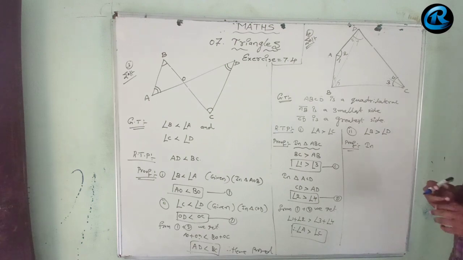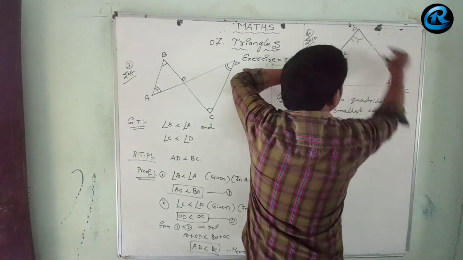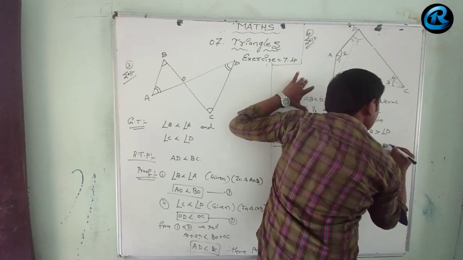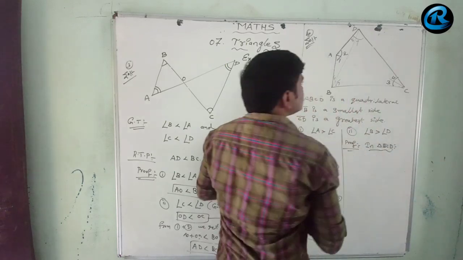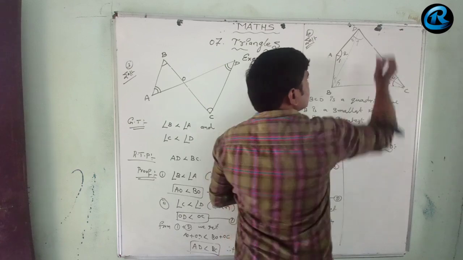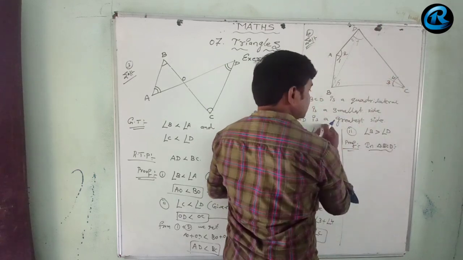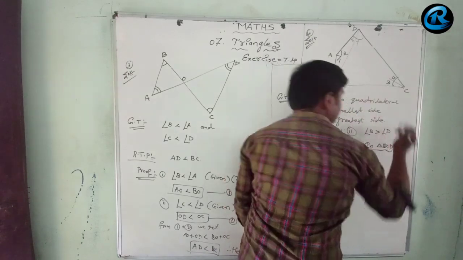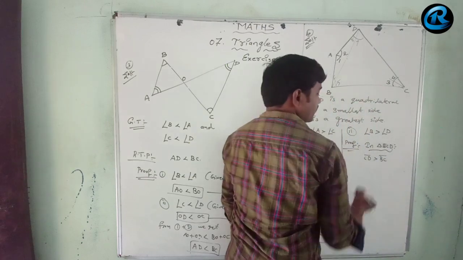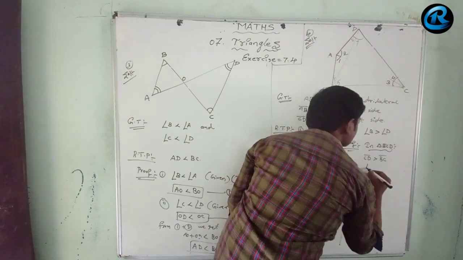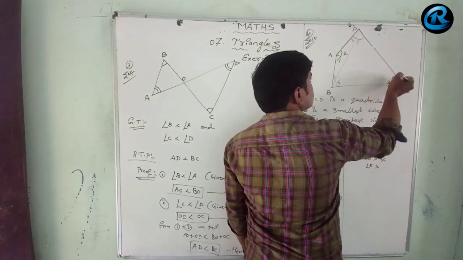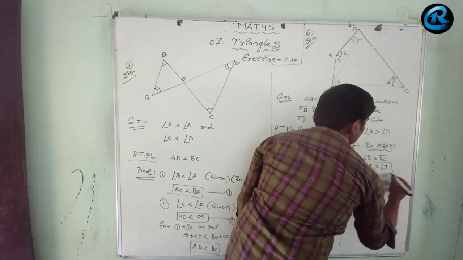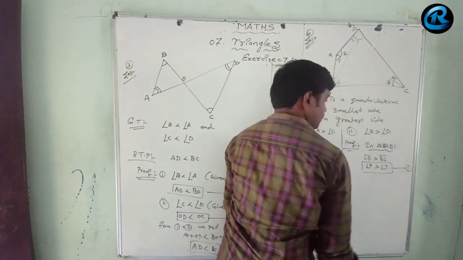So in triangle BCD, we already know that CD is the greatest side, as given. So CD is greater than BC. The angle opposite to CD is angle 5. So angle 5 is greater than angle 7, the angle opposite to BC. This is equation number 3.